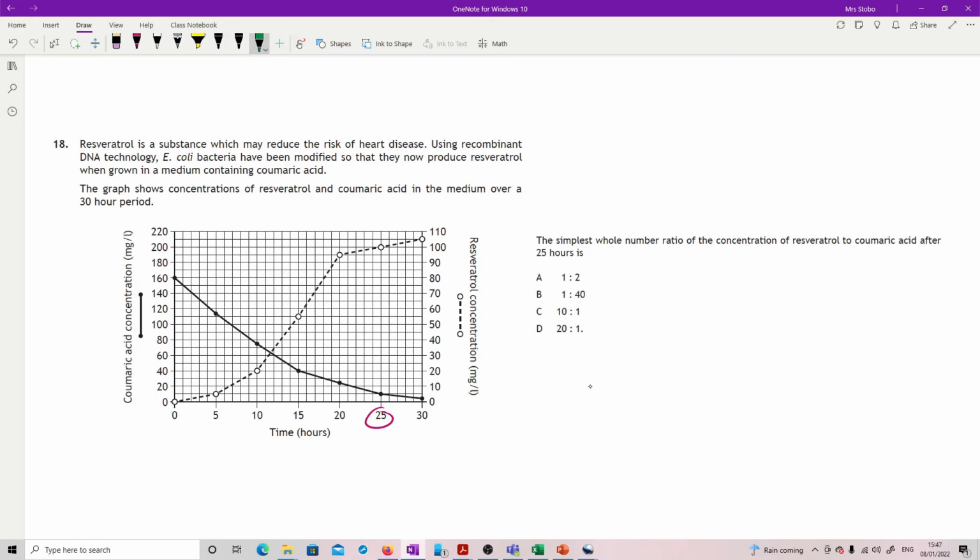So at 25 hours, I'm looking for the resveratrol as my first part, so I'm going to read that off first. This is the dotted line and I'm reading to this side, it is 100. Then I'll read my acid to the other side, it's here, so that's 10. So that is a 10 to 1 ratio.